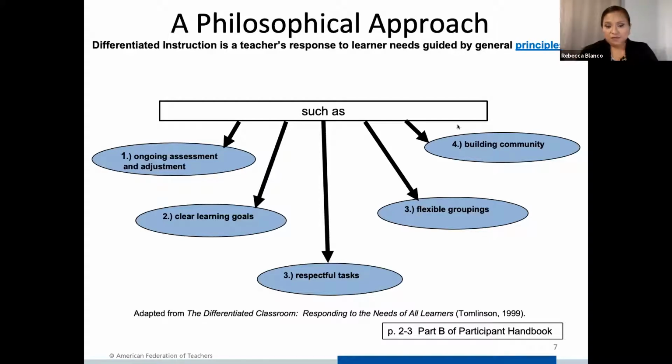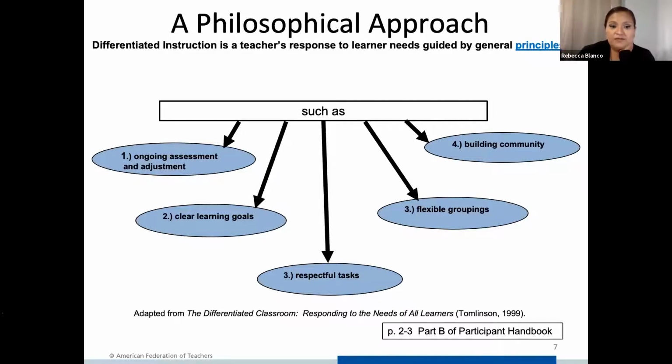Right. And for me, the big thing that stood out was that we have to have all of them because they build on each other. So if you notice, like you said, one of the major things is that assessment that we constantly are checking to see how they're doing. You're going to be able to make clear learning goals. You're going to be able to have respectful tasks. You're going to have flexible groupings, all based on that assessment, right? And it's going to keep feeding into each other. Because you have flexible groupings, then you'll be able to build community, because you're not going to have kids who are in one group the entire year and not being able to communicate or work with the other kids in the class.